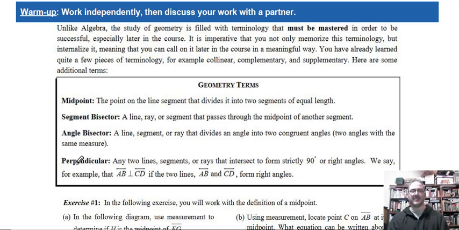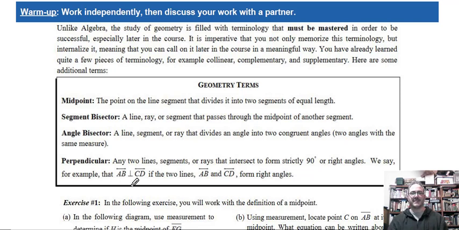And now perpendicular, something a little different. Perpendicular are any two line segments or rays that intersect to form a strictly 90-degree or right angle. So we've talked about this a little bit, but we're putting it in our vocab sheet today. For instance, we can say that like AB here, line AB is perpendicular.